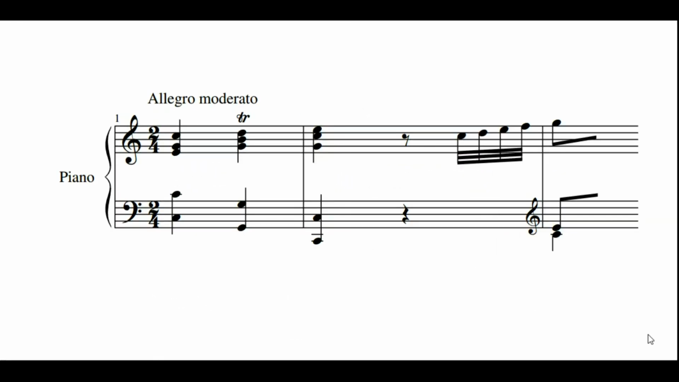17.7 and 17.8 talk about resolving Roman numeral 5 chords to Roman numeral 1 chords. And we have one of those happening right here. This is a G, B, D chord in C major going to a C, E, G chord. Let's listen to this.